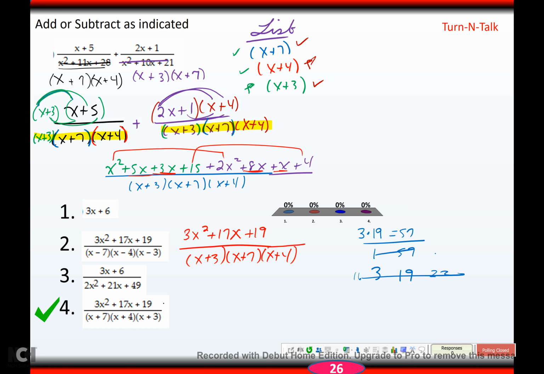57 divided by 4 is a decimal. 57 divided by 5, 6, 7, 8, 9, 10, 11, 12 are all decimals. I don't think I'm finding anything else. So we can't make b, which means it's prime, which means I'm done.